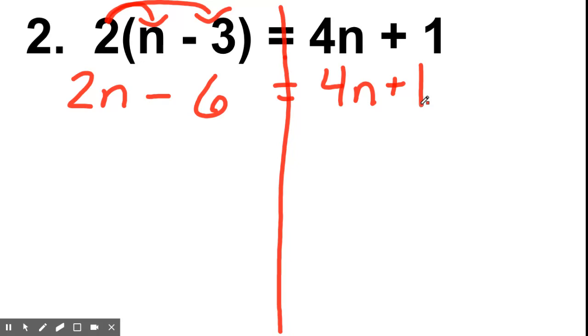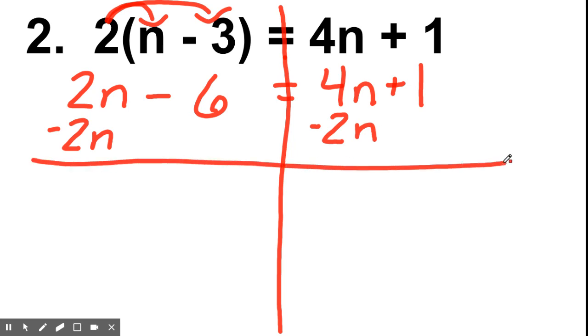Now we have to cancel either the 2n or the 4n. We'll go with the 2n because it's my smaller number. So I'm going to subtract 2n from each side of my equation. The 2n's on the left are canceled, so we just bring down the negative 6 equals 4n minus 2n gives me 2n, and bring down your plus 1.